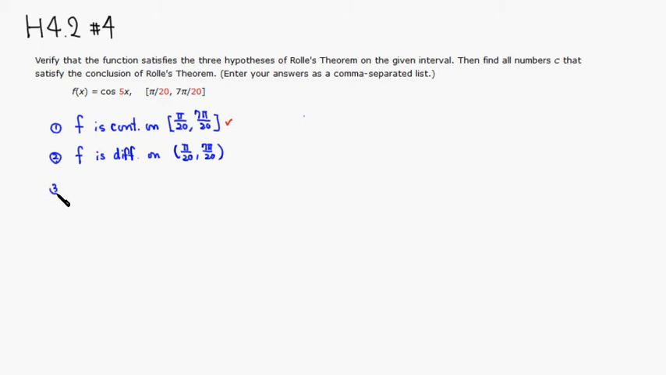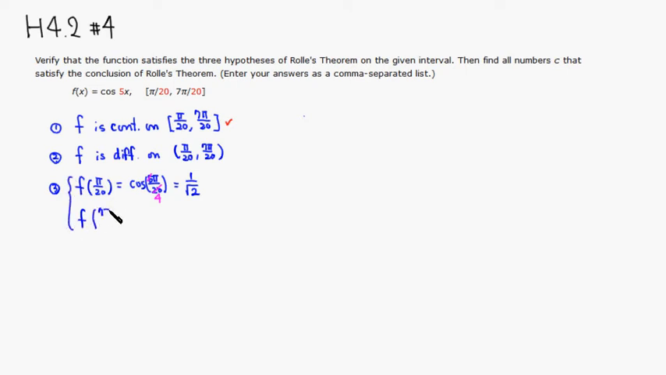Alright, and the third one is if you look at the value of f of, say, pi over 20, which is going to be cosine of 5 times x, so it's cosine of 5 pi over 20. Let's see, 5 and 20 cancel out, so it's pi over 4. Cosine of pi over 4 is 1 over square root of 2.